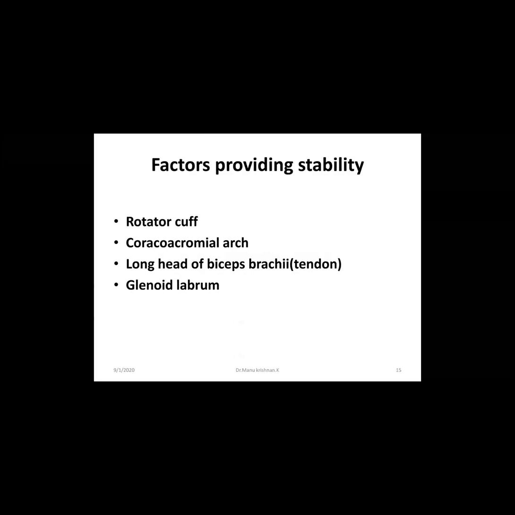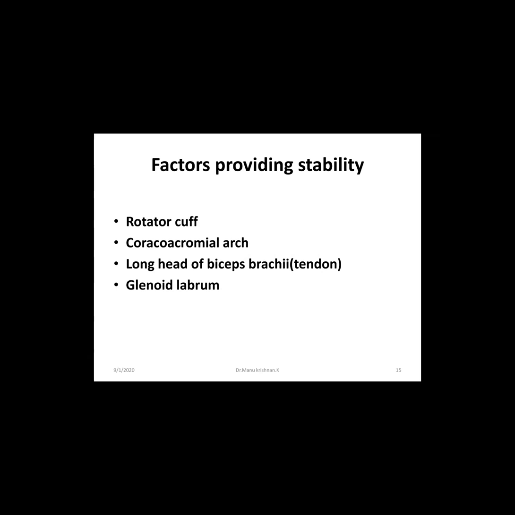So the only part remaining is, if it's a highly unstable joint, how it is stabilized. So it is a very unstable joint as I've told you. So there are some factors which maintain or provide stability to the shoulder joint.